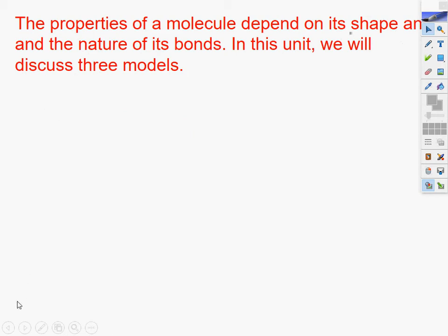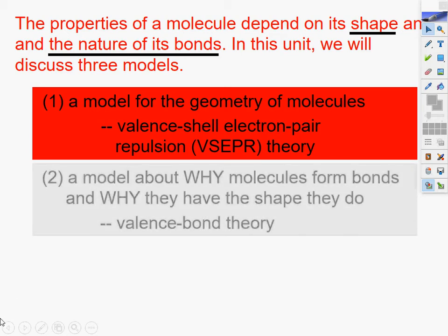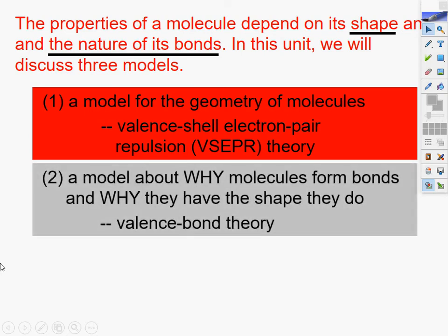We're going to talk about three models. One, the valence shell electron pair repulsion, which we have already talked about quite a bit. That's about why molecules form bonds and why they have the shape they do. Then valence bond theory, a little bit about that.